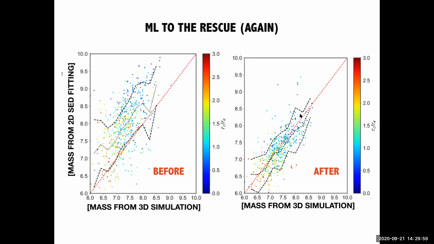Mark? Yes. So this is really cool. When you do this sort of second-order correction, were you able to figure out which of the input features was the most important for figuring out the correct mass?